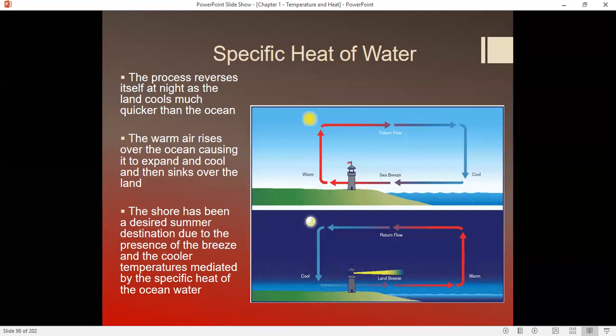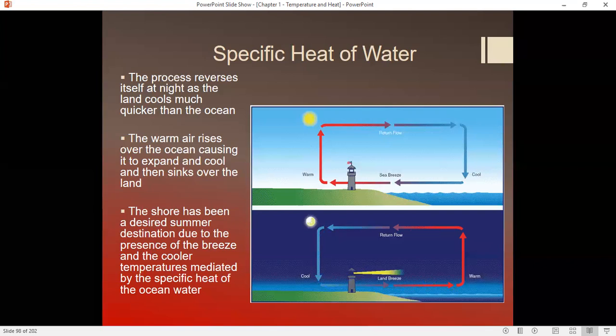The opposite happens during the nighttime. The land cools down faster than the ocean, causing the air to sink over the land. It's pulled over the ocean, which has now become warmer than the air, causing it to rise and expand. And the onshore breeze reverses to become an offshore breeze.